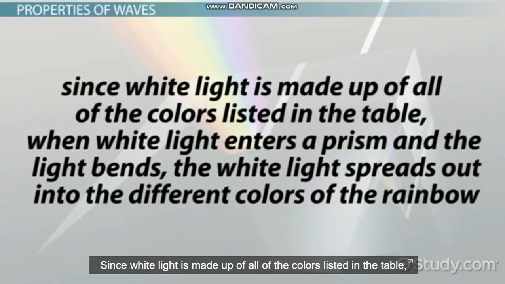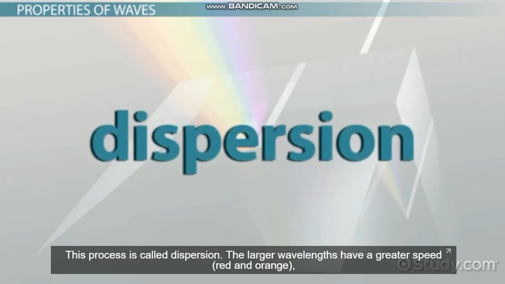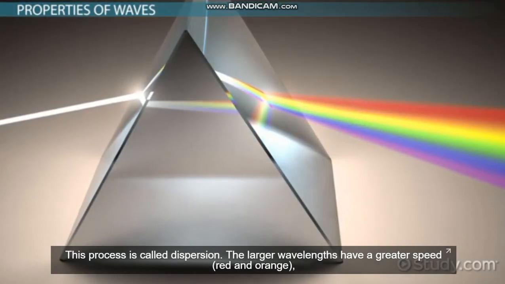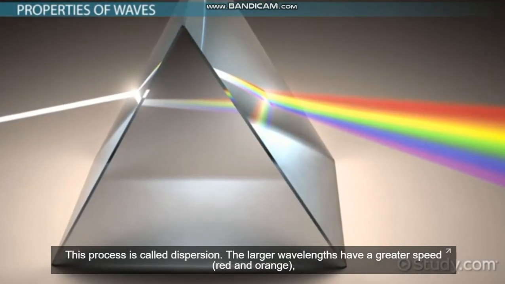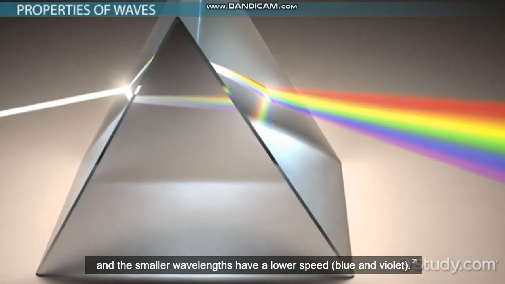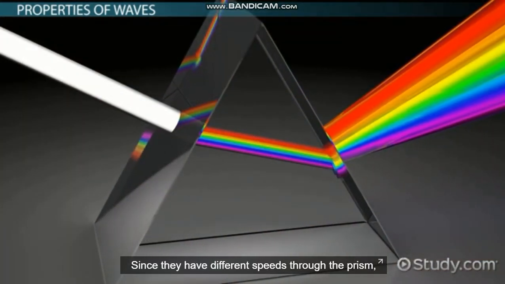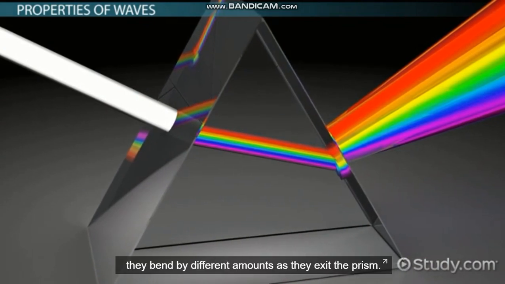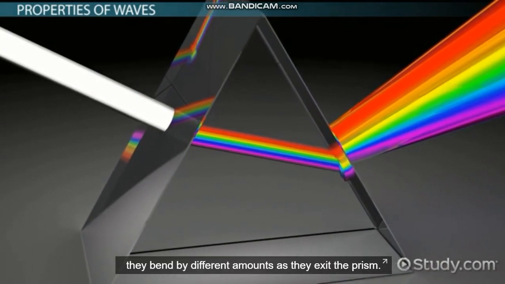Since white light is made up of all the colors listed in the table, when white light enters a prism and the light bends, the white light spreads out into different colors of the rainbow. This process is called dispersion. The larger wavelengths have a greater speed, red and orange, and the smaller wavelengths have a lower speed, blue and violet. Since they have different speeds through the prism, they bend by different amounts as they exit the prism.